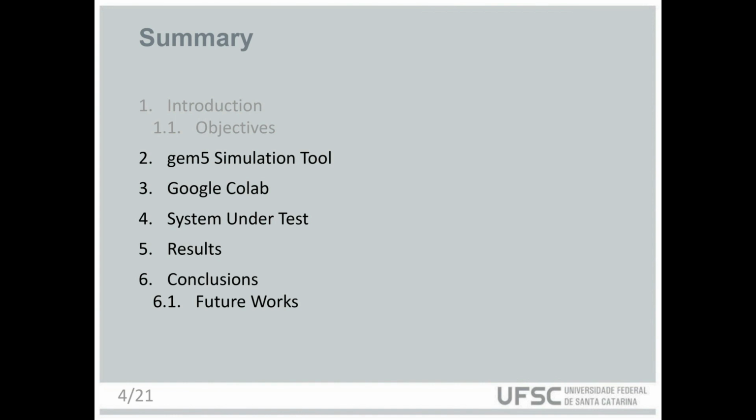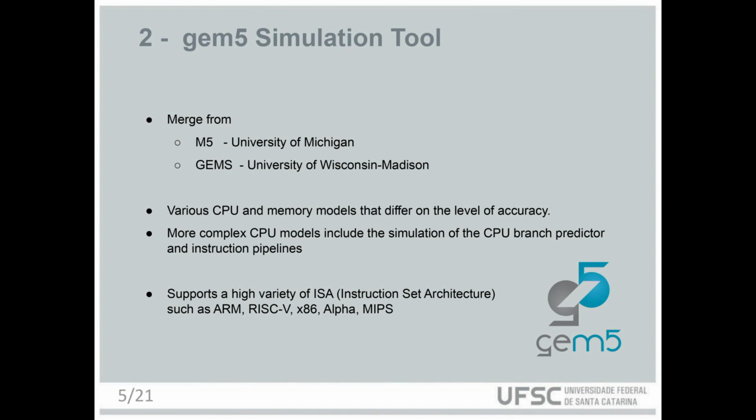The gem5 simulation tool originated from the merging of two tools, the M5 from the University of Michigan and GEMS from the University of Wisconsin-Madison. So this tool offers various CPU and memory models that differ on the level of accuracy. Complex CPU models include the simulations of CPU branch predictors and instruction pipelines, and this tool also supports a high variety of instruction set architectures such as ARM, RISC-V, x86, Alpha, and others.